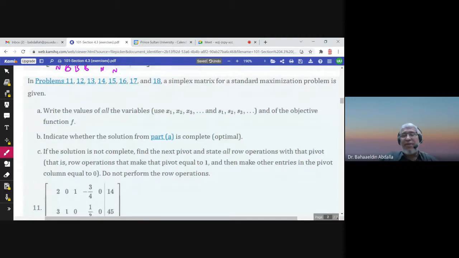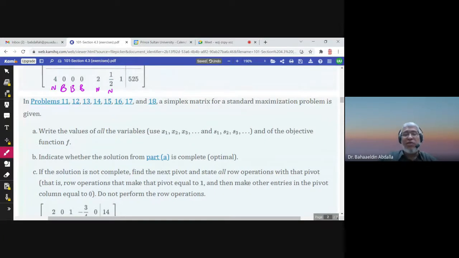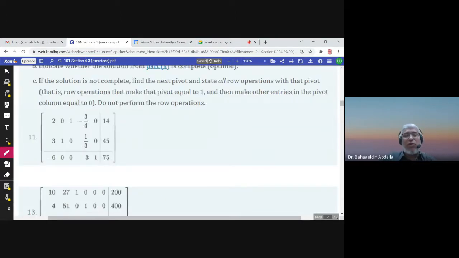Here, a simplex matrix for a standard maximization problem is given. It may be final or not. Write the values of all the variables and of the objective function. For this simplex matrix, it is not complete because we have a negative number here, -6.